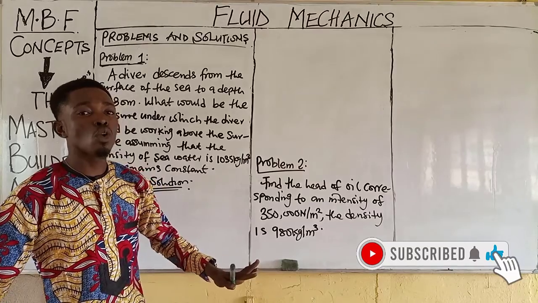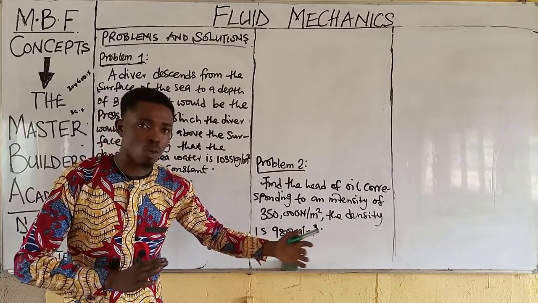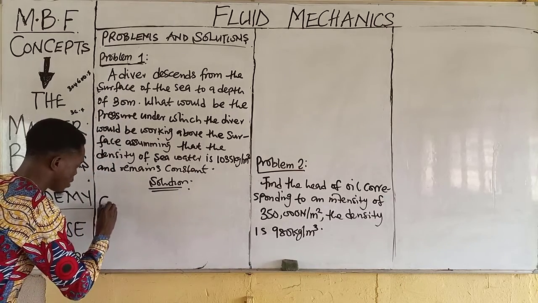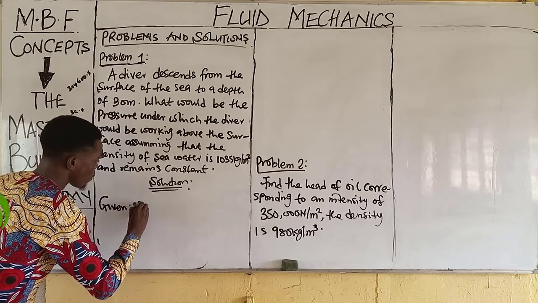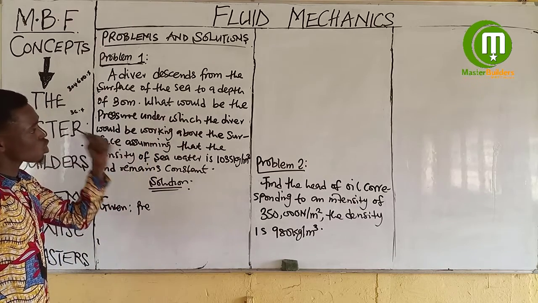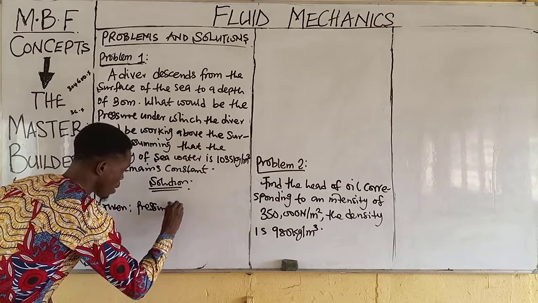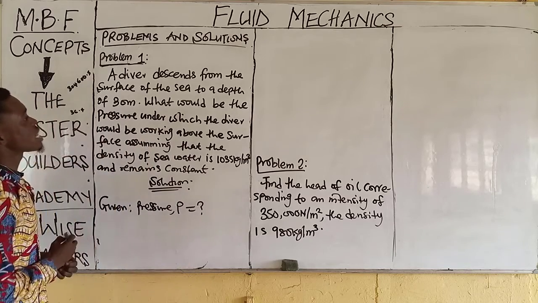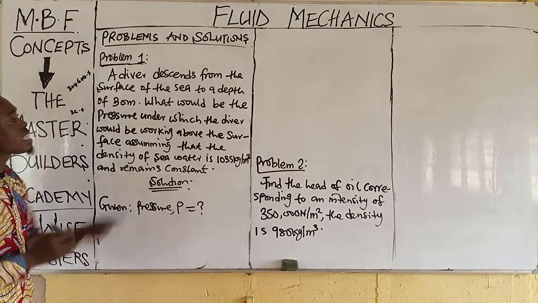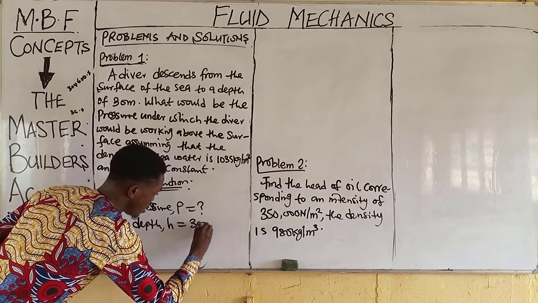So the first thing you will always do when you are dealing with word problems is to state the given parameters, which include the unknown and the known parameters. So let's do that. From this question we are asked to find pressure. Don't forget, we are asked to calculate pressure. What will be the pressure? So pressure P is unknown. Now we have the depth from which the diver descended into the sea. Then we have depth H, which is 30 meters.